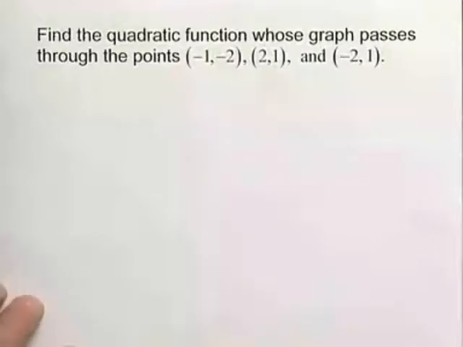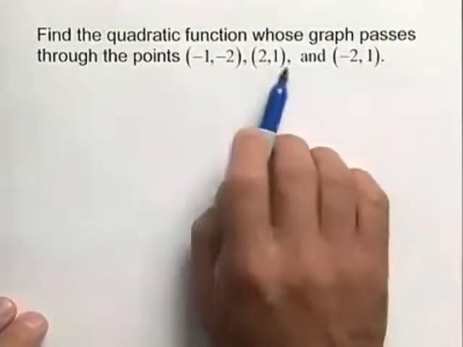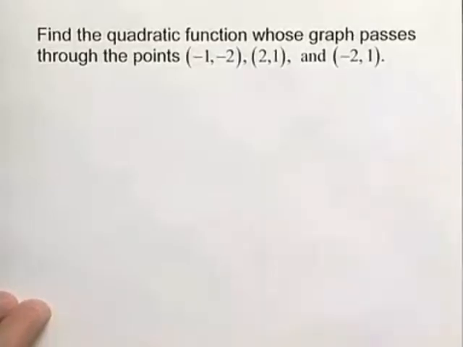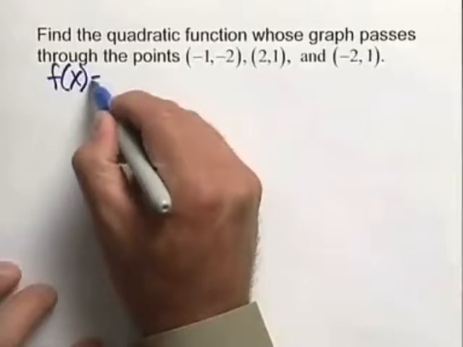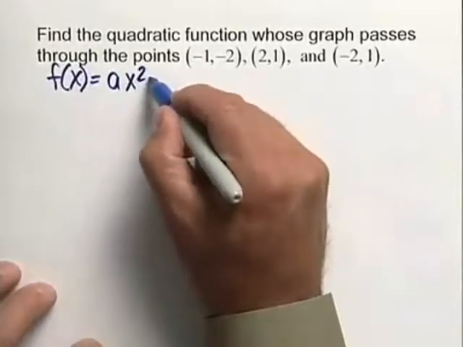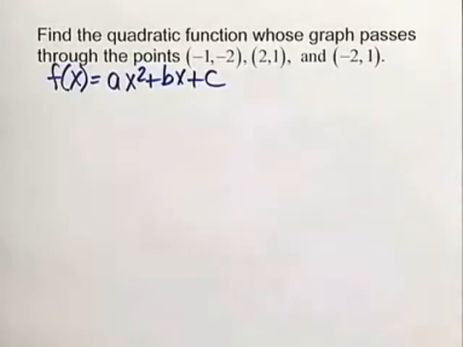Let's determine a quadratic function from three ordered pairs. Here are our ordered pairs: (-1, -2), (2, 1), and (-2, 1). We're going for a function that looks something like this: f(x) = ax² + bx + c. And again, that's the standard form for a quadratic function.